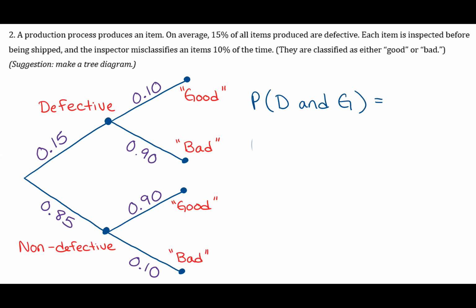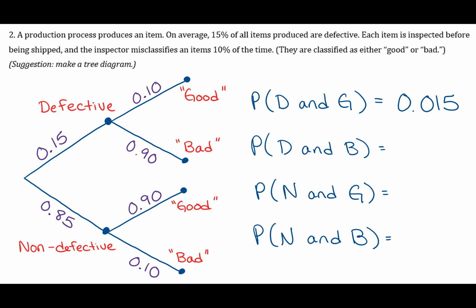So then the probability of being defective but being labeled good is going to be 0.15 times 0.1. So that'll give you 0.015. You guys see how that calculation goes? You're just working down the tree. So what's the probability of defective and being labeled bad? Well, that would be 0.15 times 0.9, right? And so that gives you 0.135.